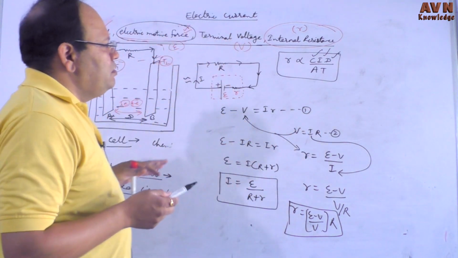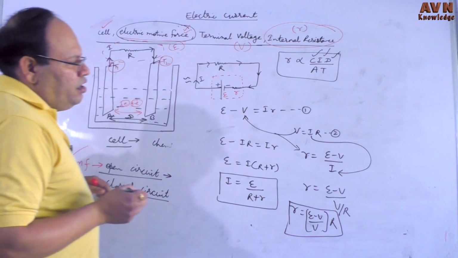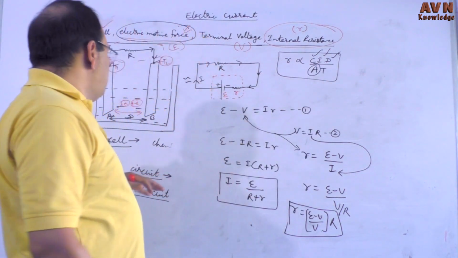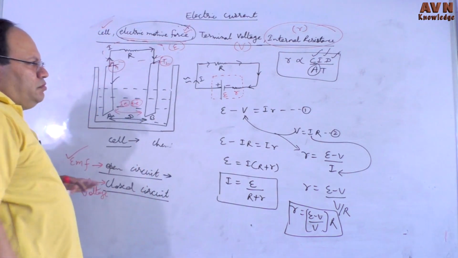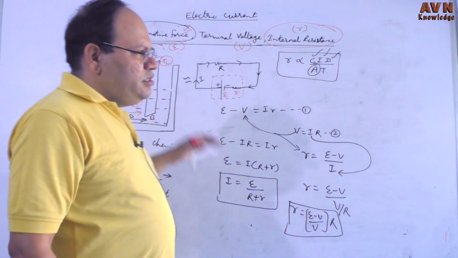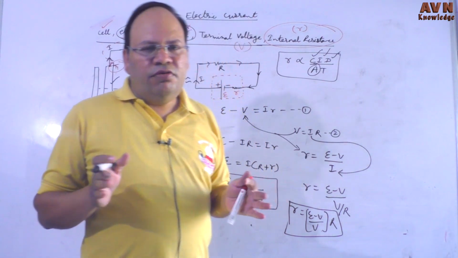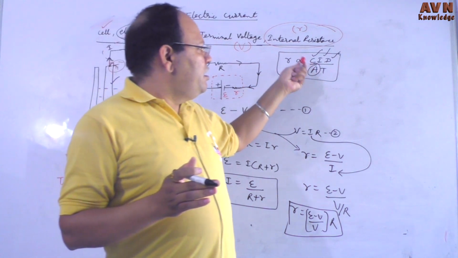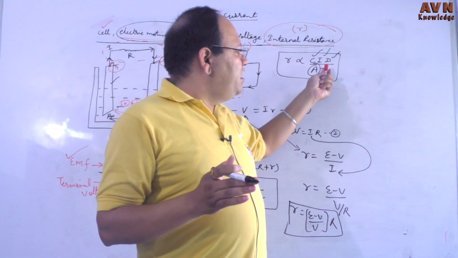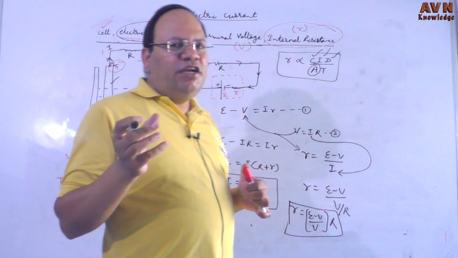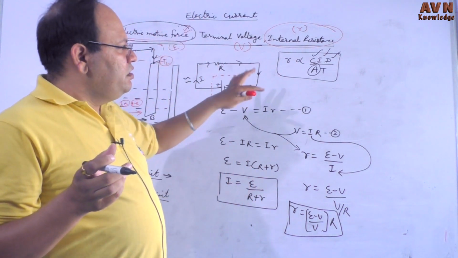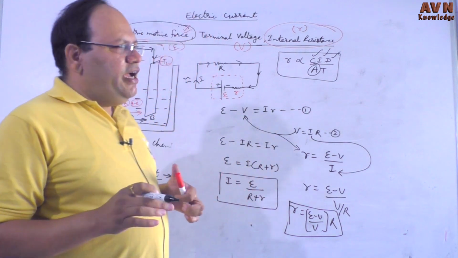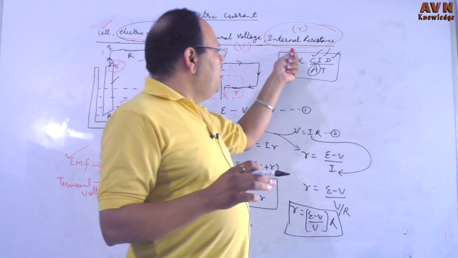Fourth, the area of the plate is inversely proportional to the internal resistance. The positive or negative, cathode or anode plate area also affects the internal resistance. And this is the temperature. When you increase the temperature, the internal resistance decreases. So these are the basic major factors that the internal resistance depends on.